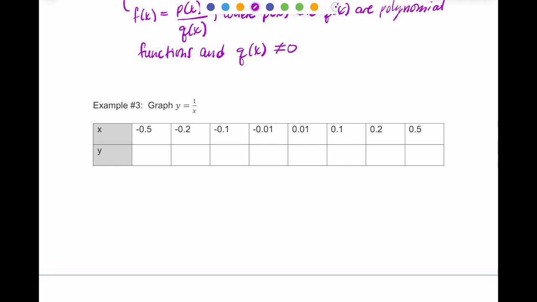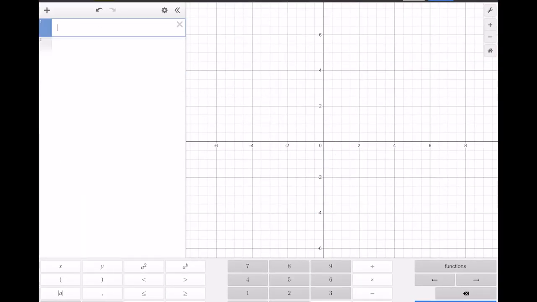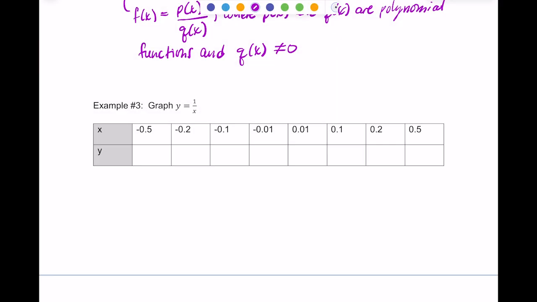I believe it says delta table, to count by 0.5 to get some of those values, but you can also just plug in these values quite simply. If it's easier for you, you can just do 1 divided by negative 0.5, and then 1 divided by negative 0.2, and then 1 divided by negative 0.1. If it's easier for you to do that, that's fine. You're just going to fill in those numbers and get some y values. When you do that, you should get the following.